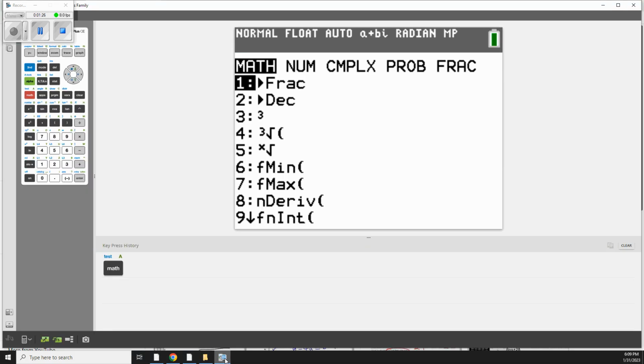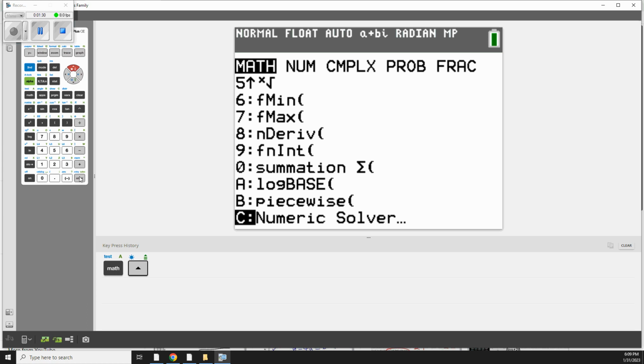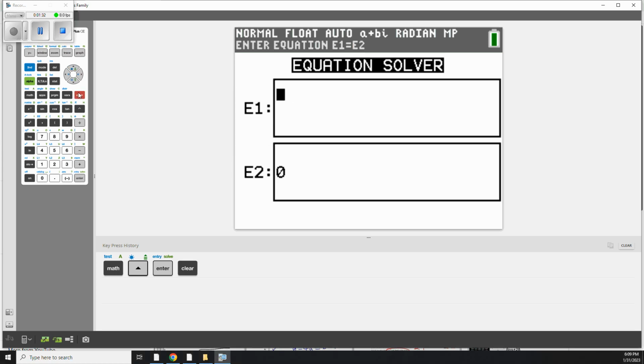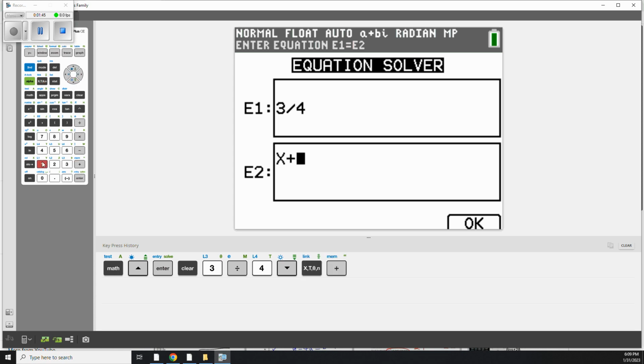Let's look at equation solver for this. You would go math, numeric solver. On the left side, you would hit what you saw, 3/4. And on the right side, you would hit x plus 1/3. Notice I don't make fractions out of them, no need to.